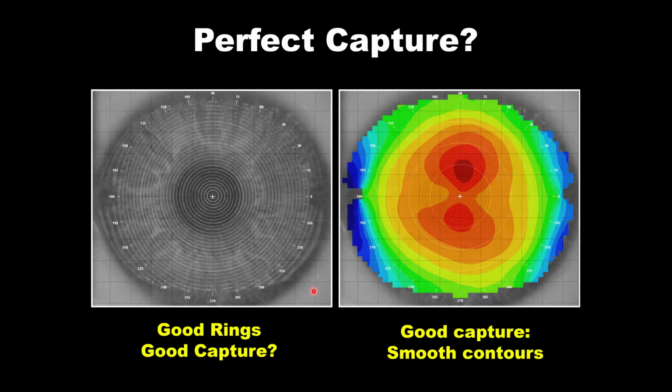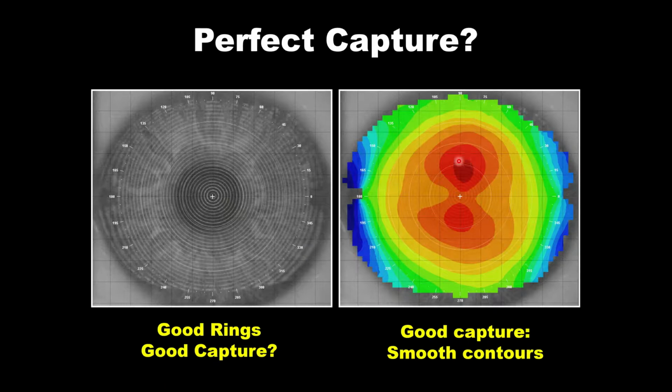Here we have a photokeratoscope image on the left of this capture. Notice the rings from center to periphery all appear parallel and even. The lids are out of the way. The eyelash shadows are minimized. This would be considered a very good capture, and that's generated this topography where you notice the color contours are stretching to all quadrants of the eye.